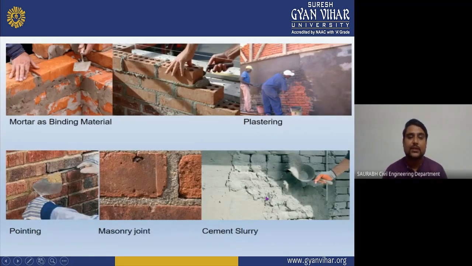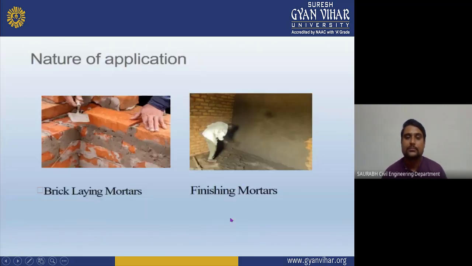As you can see in the figure, mortar as a binding material is also used in plastering work, in pointing work, in masonry joints, and in cement slurry. So there are many functions of mortar. You can use mortar for plastering, pointing work, and masonry joints. So you can understand how useful mortar is.